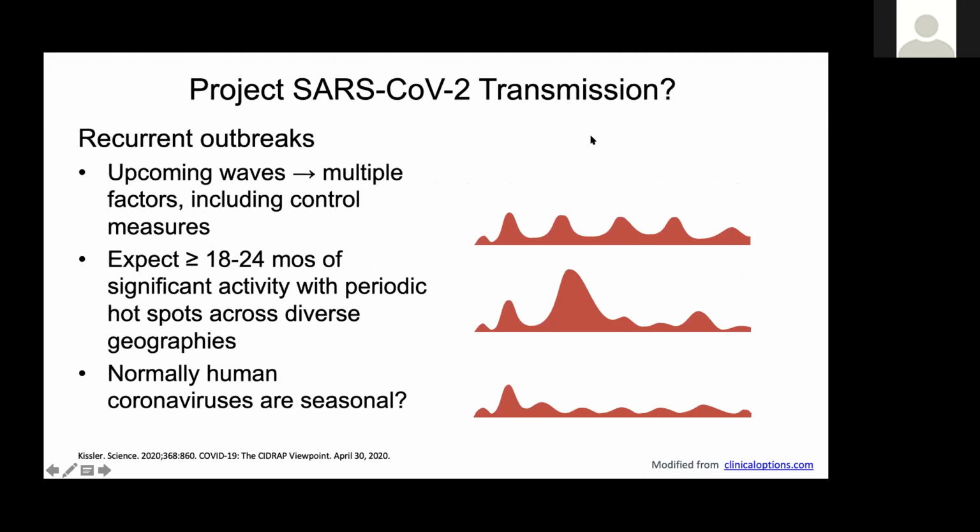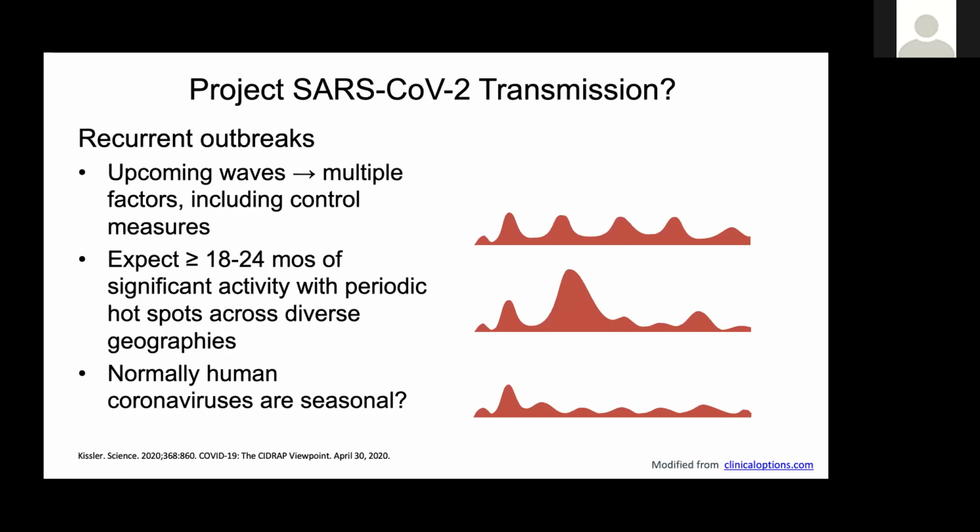So if you look at all of this complex literature, what do we project for SARS-CoV transmission in the future? Without a vaccine, we expect upcoming waves. And those waves will depend on multiple factors, including control measures. And you can see the politics of control measures differ across the world. We can expect at least another year, 2 years of significant activity with periodic hotspots in these diverse geographies, largely because there's a lot of people, there's a lot of fuel for this virus to burn through and infect others.